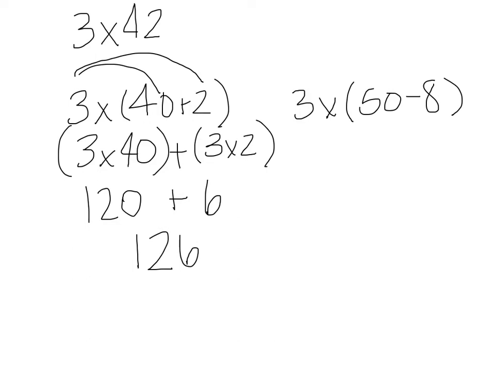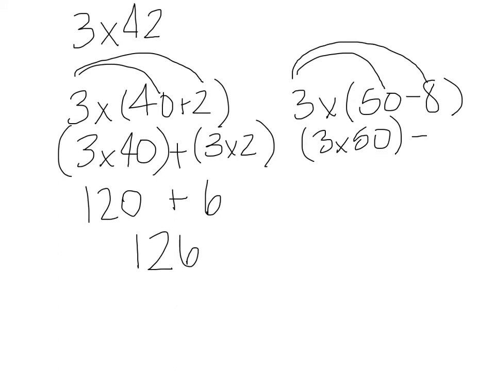Let's see if I get the same thing doing subtraction. When I distribute my 3 out to my 50, I'm going to get 3 times 50. Remember, we're subtracting here. Then 3 times 8. Well, 3 times 5 is 15, and when I add my 0, I get 150. Then we're going to subtract 24.